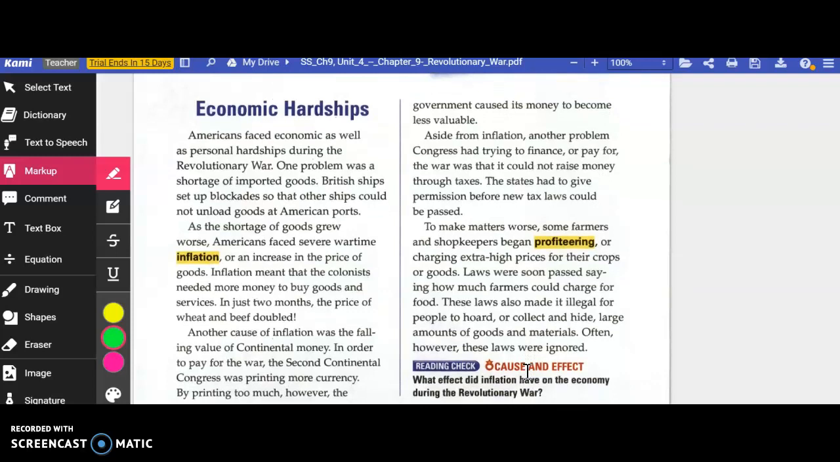Economic hardships. Americans faced economic as well as personal hardships during the Revolutionary War. One problem was a shortage of imported goods. British ships set up blockades. That's just what it sounds like. You're blocking so ships can't get in. British ships set up blockades so that other ships could not unload goods at American ports. As the shortage of goods grew worse, Americans faced severe wartime inflation, or what does inflation mean? An increase in the price of goods.